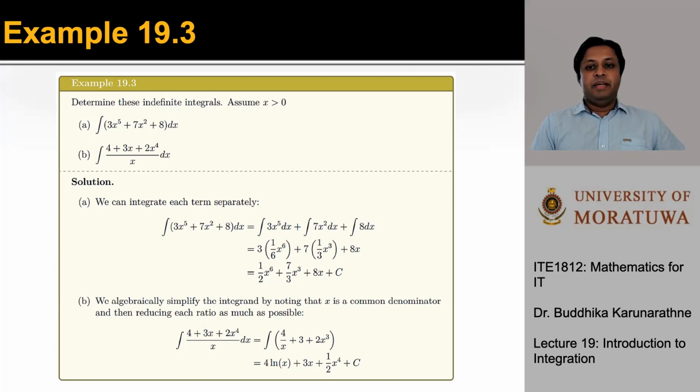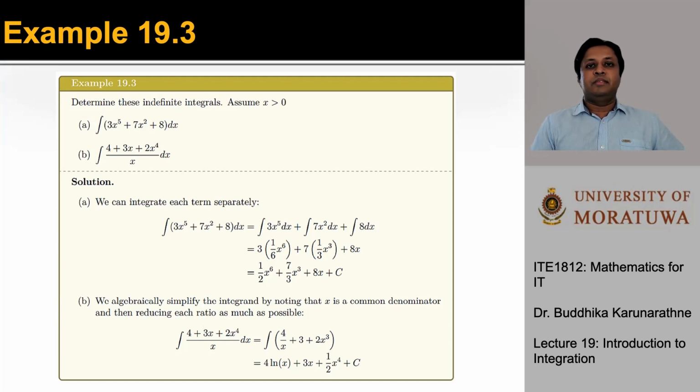Second example, part B, you have the integral of 4 plus 3x plus 2 times x to the power 4, divided by x. For this also you can do a simplification. Because we are given that x is greater than 0, we can divide all the components by x, and you will get the integral of 4 over x, plus 3, plus 2 times x to the power 3.